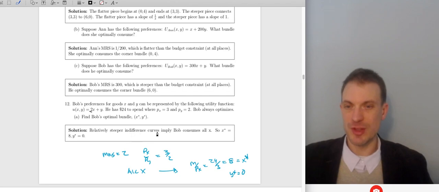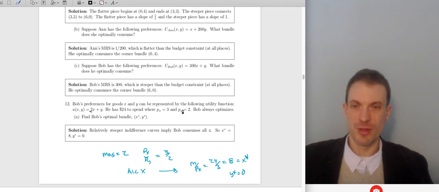So relatively steeper indifference curves implies Bob consumes all X. How do we know we have steeper indifference curves? Well, the price ratio here is 1.5, 3 over 2. So indeed, the MRS is steeper than the price ratio. So this is an ALEX solution. If Bob exhausts his budget on X, this is going to be 24 divided by 3, which is 8. And then no units of Y.